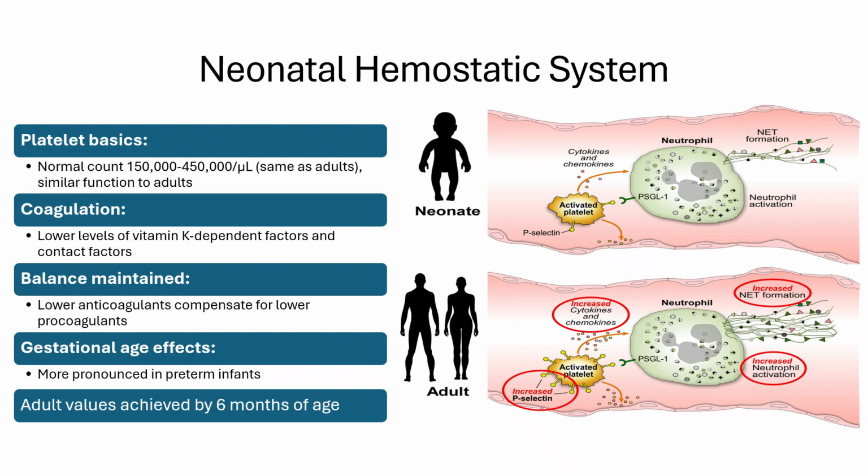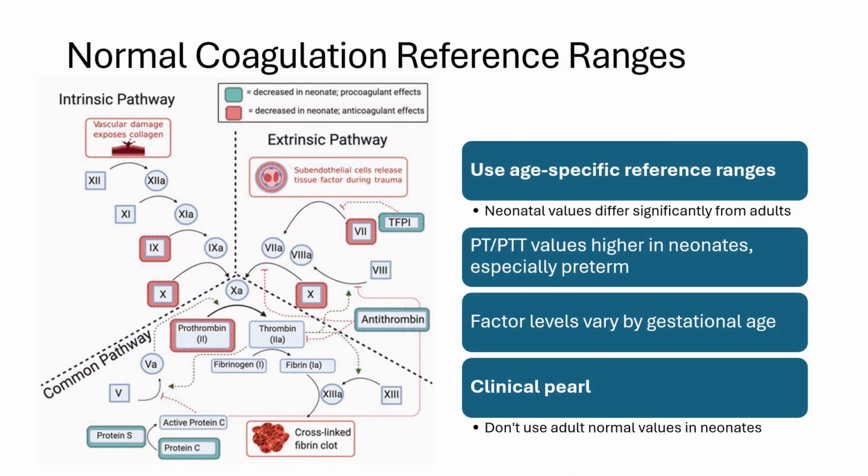Gestational age effects are more pronounced in preterm infants, who have lower factor levels and more prolonged bleeding times. Adult values are gradually achieved by 6 months of age, as the hemostatic system matures. Using age-specific reference ranges is absolutely critical in neonatal practice, as neonatal coagulation values differ significantly from adult values. The failure to use appropriate reference ranges leads to misinterpretation of laboratory results and inappropriate clinical interventions.